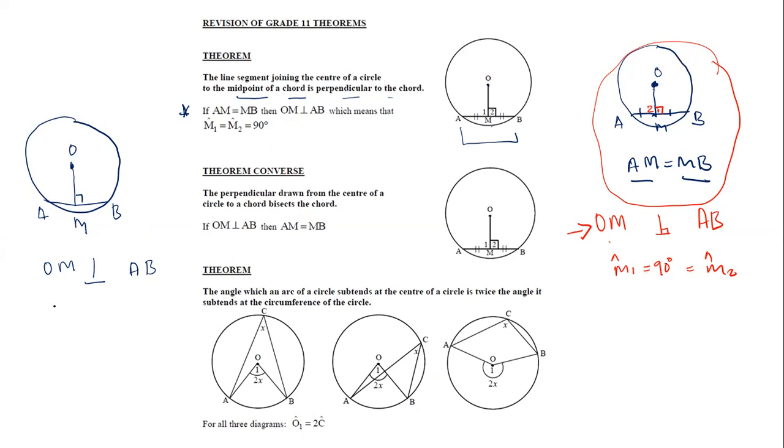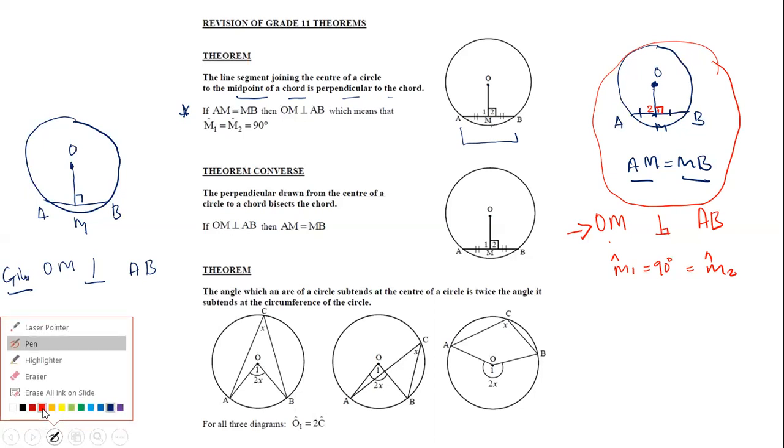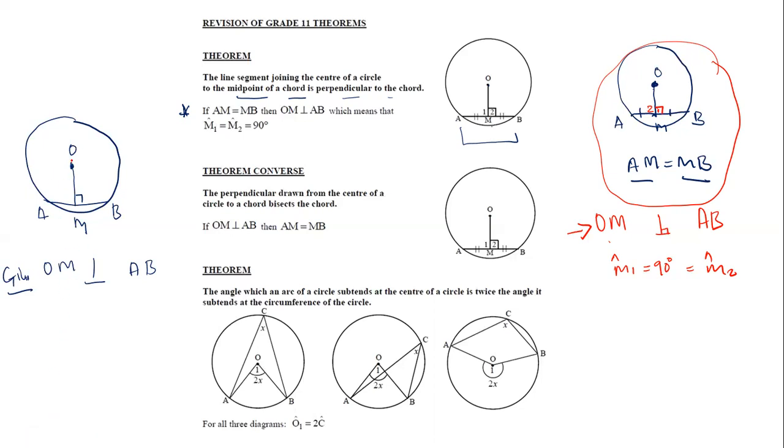How does the converse work? Remember, you are given this. This is all given. You are given the diagram, and you are given that OM is perpendicular to AB. So what is the answer to this? If OM is perpendicular to AB, what does that mean? That means side AM will be equal to side MB. That means this side will be equal to that side. That's the converse of the theorem. It is the reverse of the theorem.